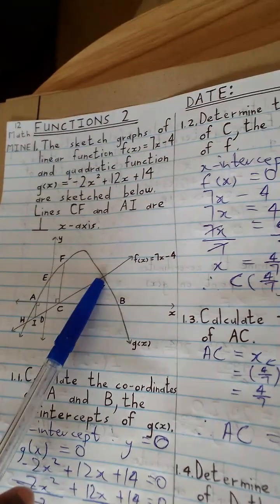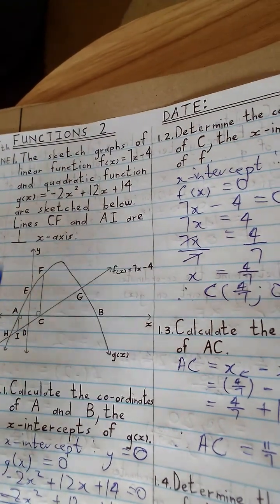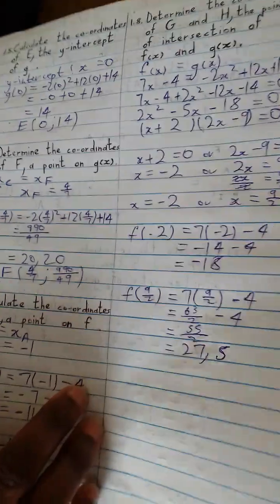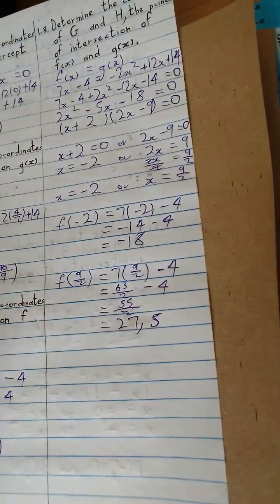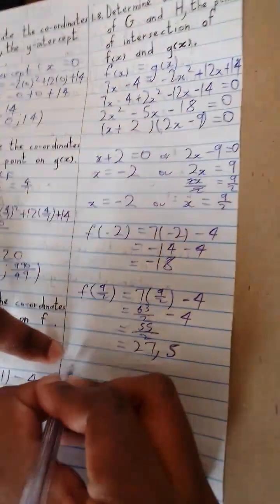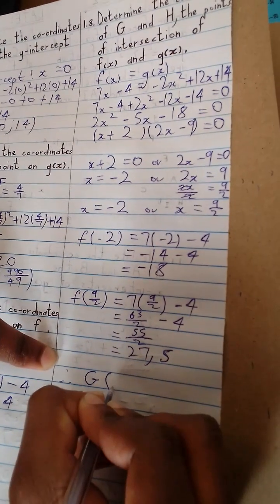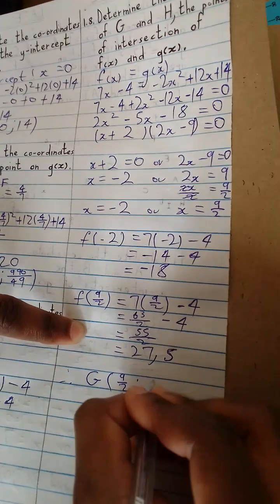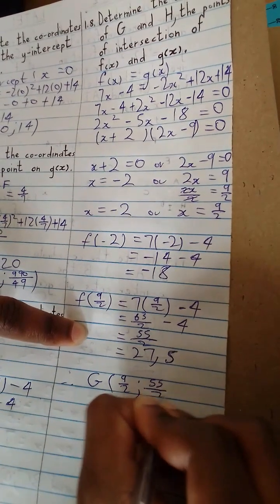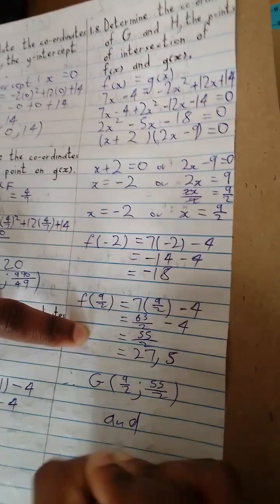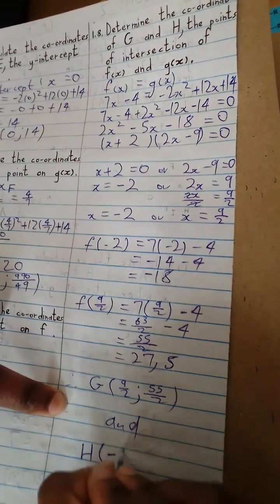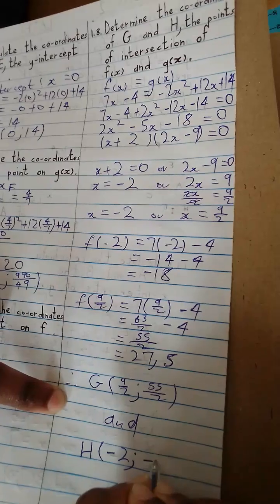Now, G is in the first quadrant and both coordinates are positive. H is in the third quadrant and both coordinates are negative there. So G, first quadrant is the positives, right? G, x is 9 over 2 and y is 55 over 2, and H, x is negative 2, y is negative 18.